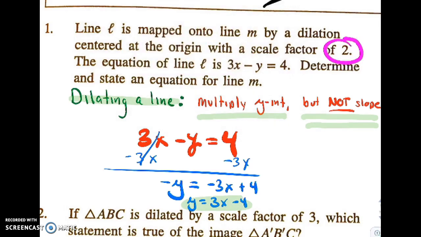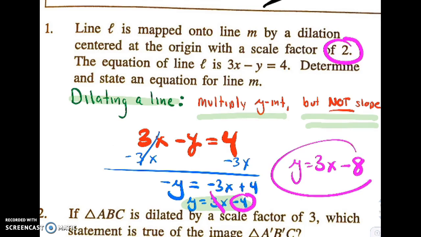Then it said by a scale factor of 2. So you multiply that by 2, not that. You leave the slope alone, it stays 3x, and you double the y-intercept. So it's negative 8 instead of negative 4. So make sure it's in y equals form, and then just multiply the y-intercept.